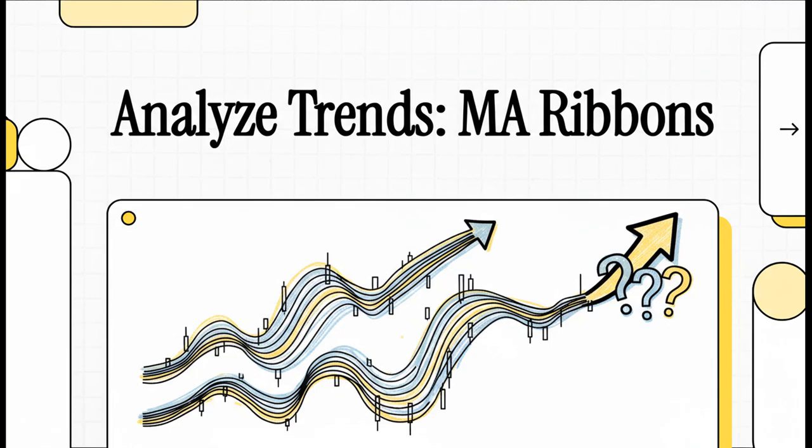Have you ever found yourself just staring at a price chart, trying to figure out if a trend is for real or if it's about to fall apart? Well, if you have, you're definitely in the right place. Today, we're going to dig into something called the moving average ribbon. It's this really cool visual tool that helps you see what's really going on with a trend's strength.